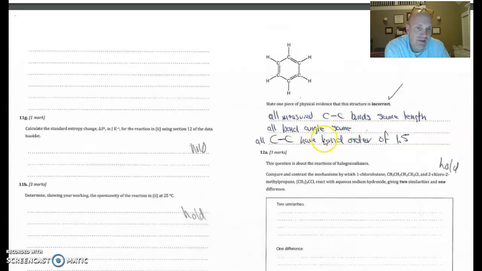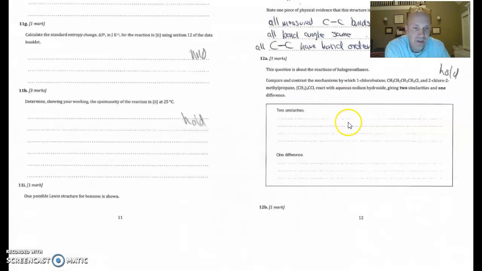The answer booklet gave a couple of other options. One being the carbon-carbon bond has a bond order of 1.5, which means it's halfway between a double bond and a single bond. All right, but I would stick to this answer right here. I think that's the most obvious one.